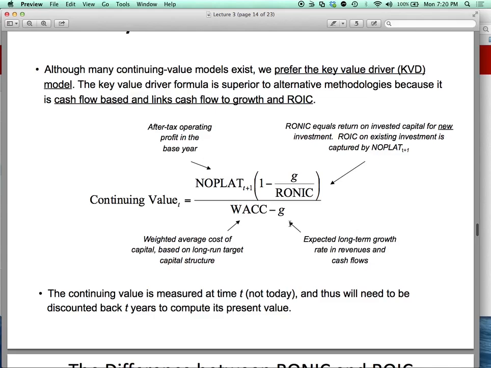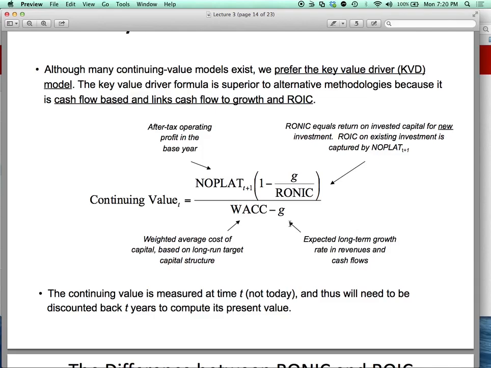So if I'm in an early growth stage and those numbers are much harder to predict, then I probably don't want to go into continuing value. So that's the idea, is that I want to forecast enough years for the company to be mature so that I can use the continuing value, the key value driver formula for my continuing value. So if I'm valuing a company like Google, I might need to forecast 15 or 20 years individually before I think Google is finally a mature company.